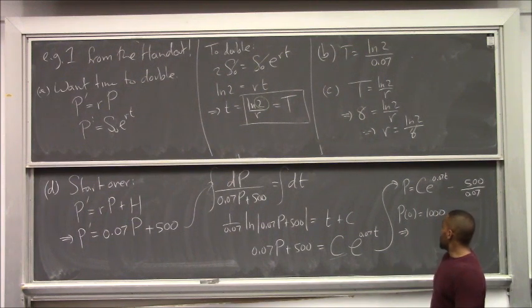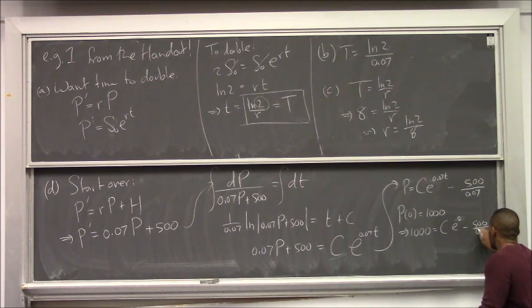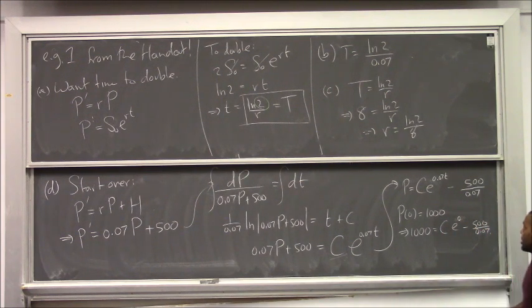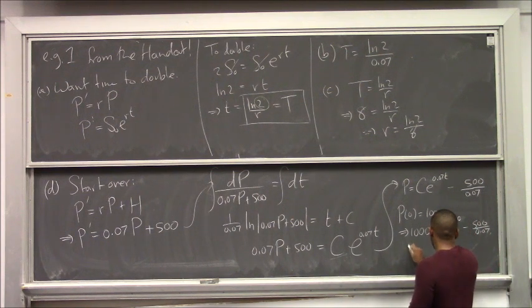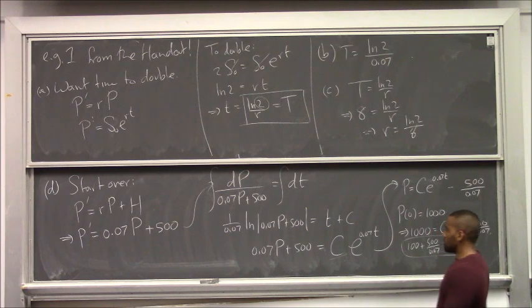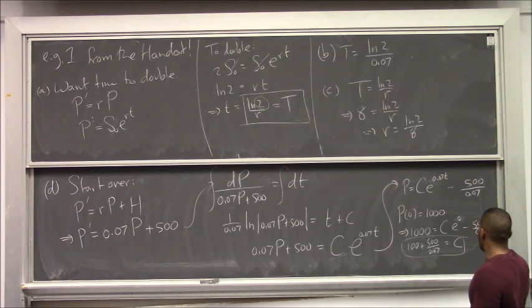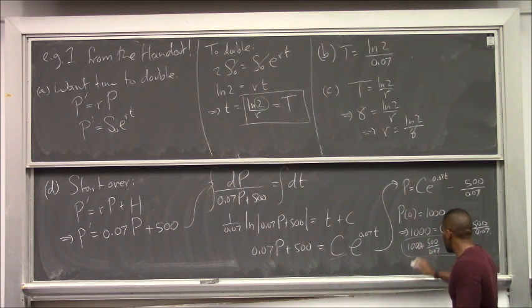So 1,000 is going to be equal to c e to the 0, minus 500 over 0.07. Now you're going to solve for the number that makes that happen. So this is going to be 1,000 plus 500 over 0.07. That's equal to C.